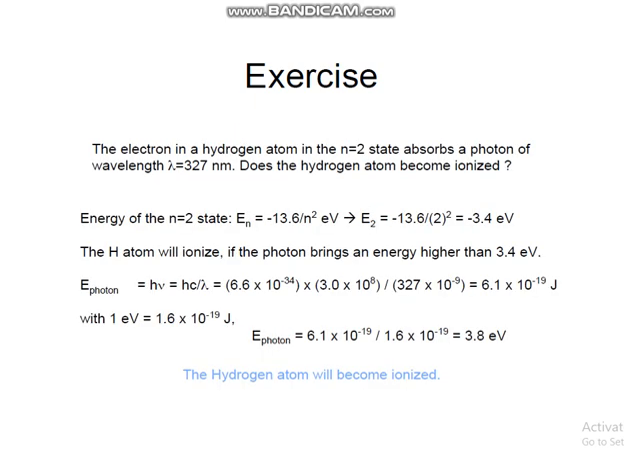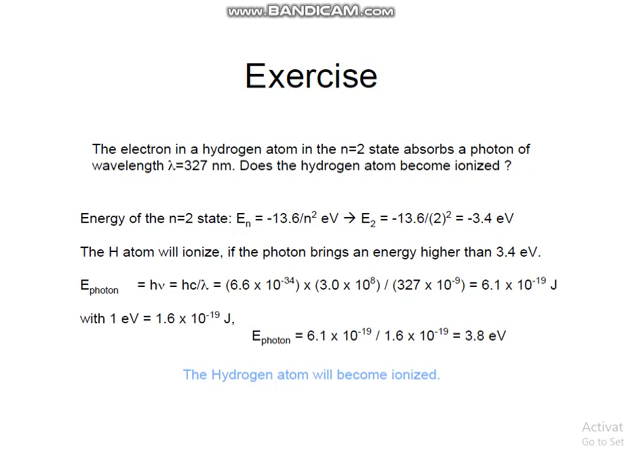The electron in a hydrogen atom is in the n equals 2 state and absorbs a photon of wavelength 327 nanometer. Does the hydrogen become ionized? The energy of the n equals 2 state, E_n, we can calculate using the formula minus 13.6 by n square electron volt, and then E2 equals minus 3.4 electron volt. To ionize, the photon should have an energy higher than 3.4 electron volt.